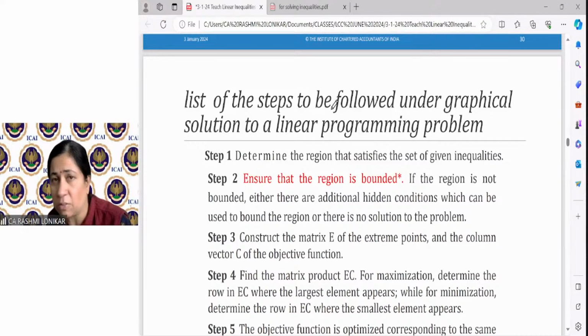Step one, determine the regions that satisfy the set of given inequalities. Like we did this, we took x is greater than or equal to 0, x is less than or equal to 6, y is greater than or equal to 0, y is less than or equal to 7, and so ensure that the region is bounded. Okay, only when it is bounded can you find a proper solution. If the region is not bounded, either there are additional hidden conditions which can be used to bound the region, or there is no solution. Okay, so either there are some conditions that you did not look into, or there is no solution to this.